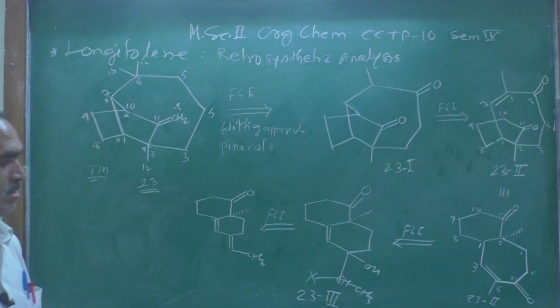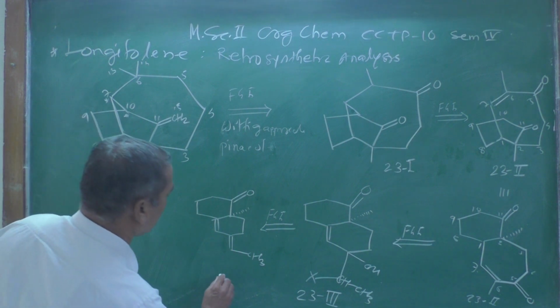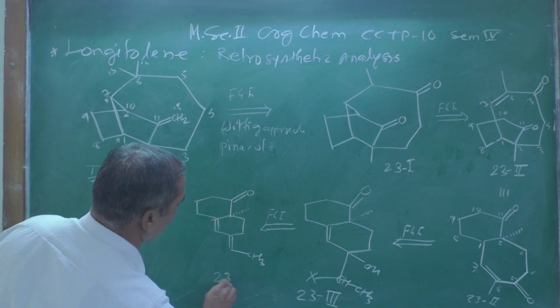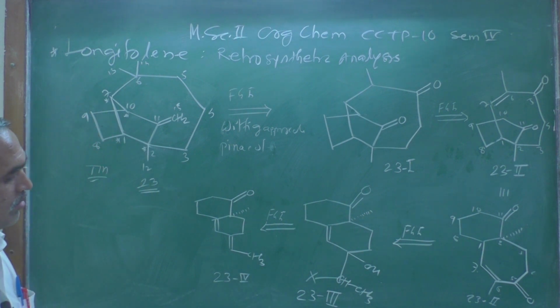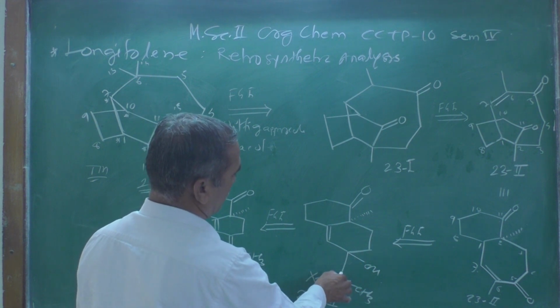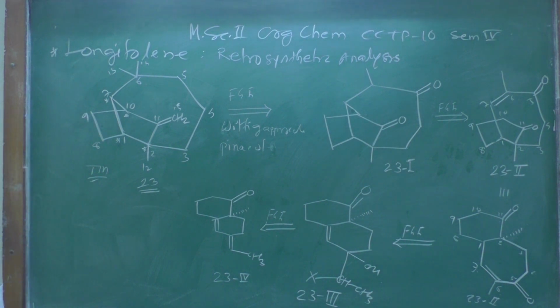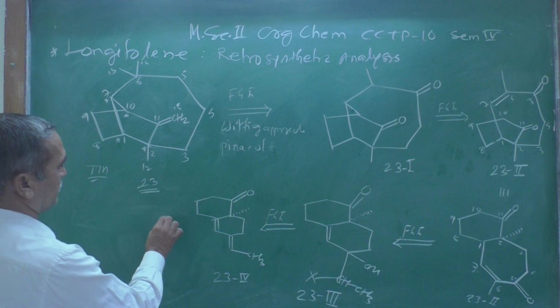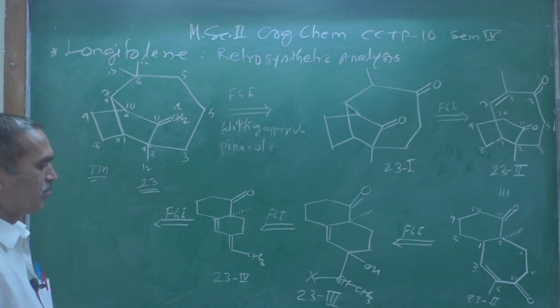So like this. This is a structure we can call structure number 23(4). What did we do? We removed that hydroxyl group from here, and we brought in a double bond. Those are the changes we made over here. And after that we can once again do a functional group interconversion.